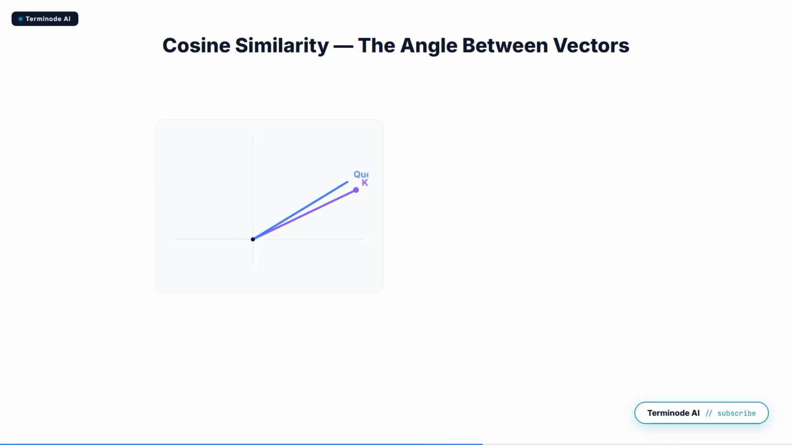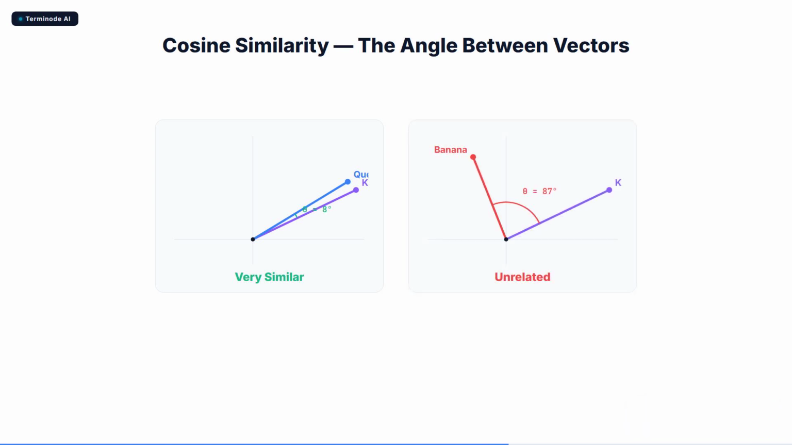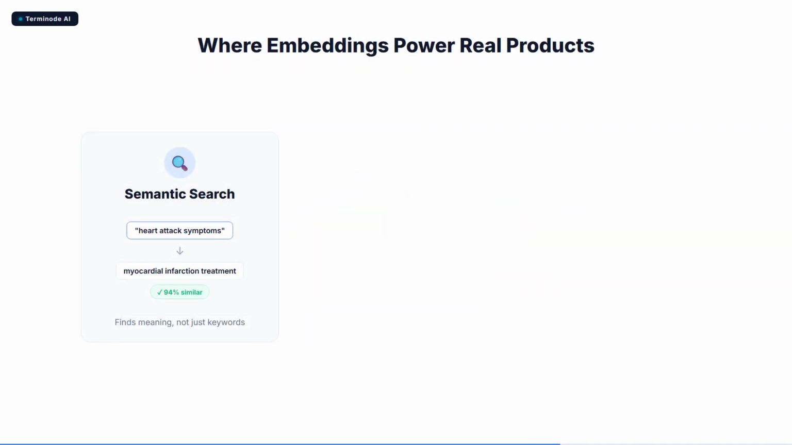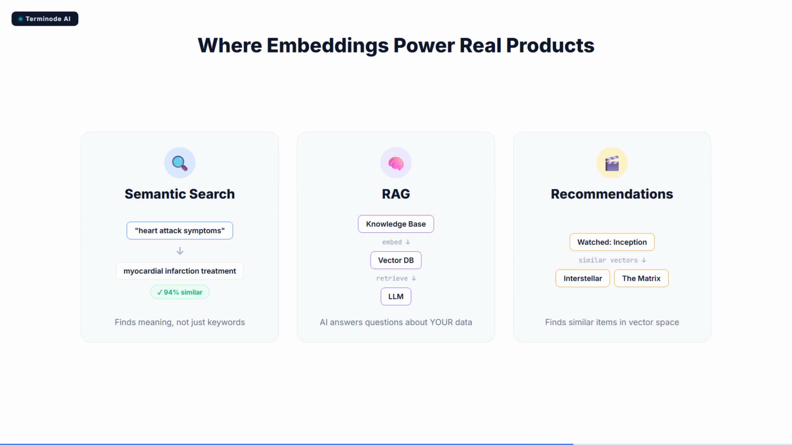RAG, or Retrieval Augmented Generation. You embed your entire knowledge base and store the vectors in a database like Pinecone or Weaviate. When a user asks a question, embed the question, find the closest chunks, inject them into the prompt. This is exactly how AI assistants answer questions about your specific documents.